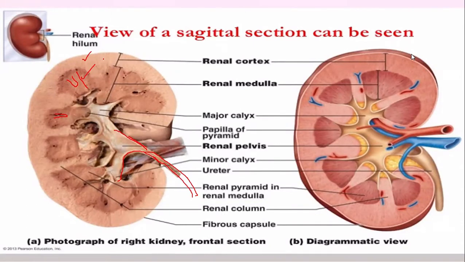So whatever it is, three common portions of the nephron are present. They are the renal corpuscle, which is composed of the glomerulus and the Bowman's capsule, and then the tubules, which are composed of the proximal convoluted tubule and the distal convoluted tubule.